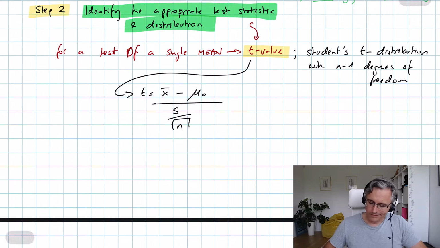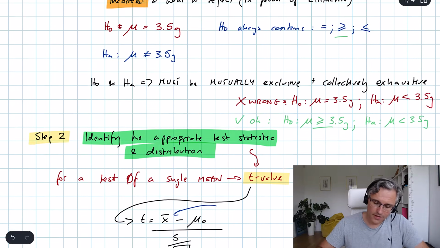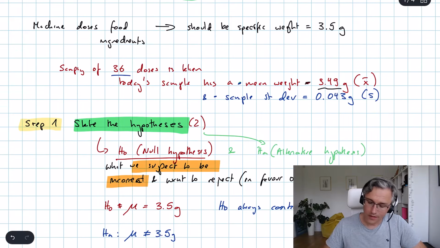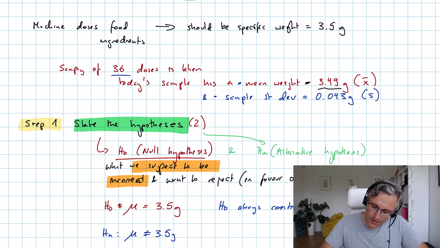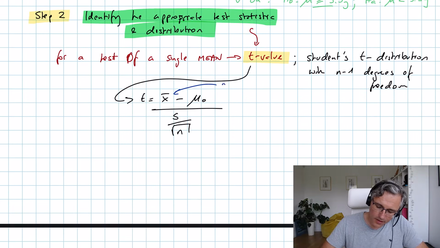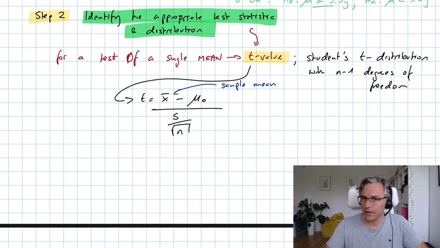Now, the inputs we already have actually. X bar is the mean calculated from the sample. And we've got it over here. I said this is x bar, 3.49. So this is the sample mean. And it will be easy to plug in the right value.